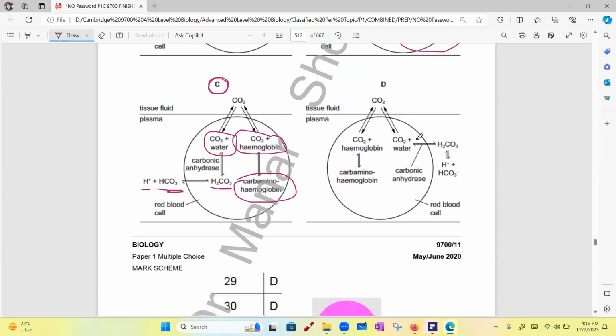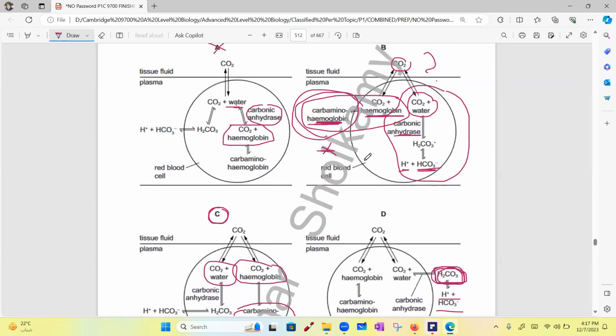Let's look at D. D must be wrong. Carbon dioxide here reacts with hemoglobin to give me carbaminohemoglobin. Okay, reacts with water in the presence of carbonic anhydrase to give me carbonic acid. The carbonic acid is outside the red blood cell. I don't know why. It should stay inside the red blood cell, and then it will dissociate into hydrogen ions and hydrogen carbonate ions. So which letter is the most correct? What do you think? C.